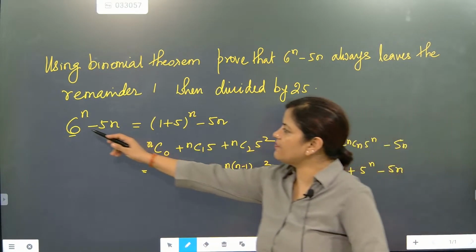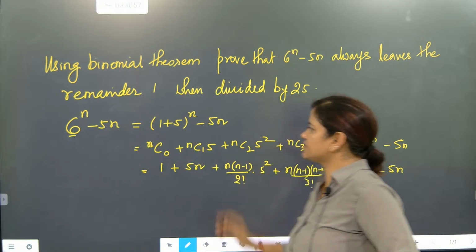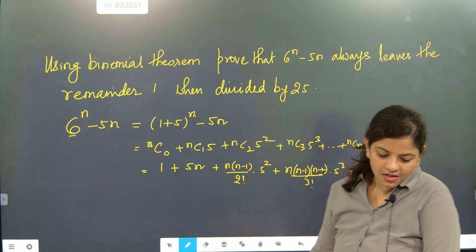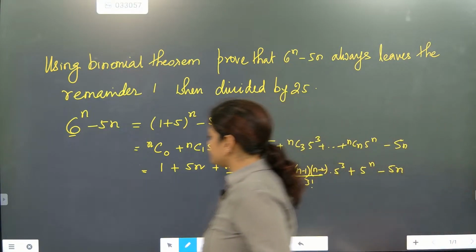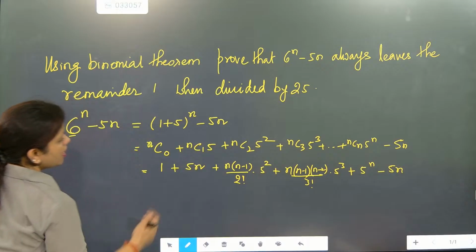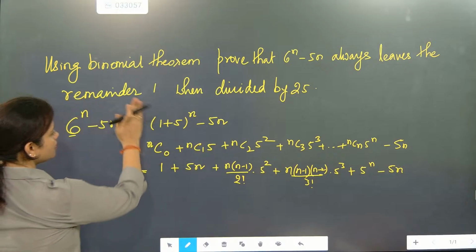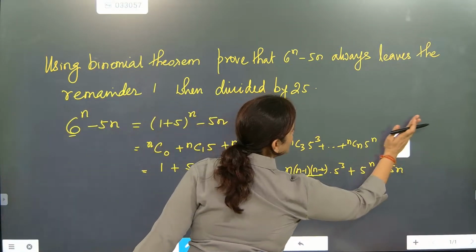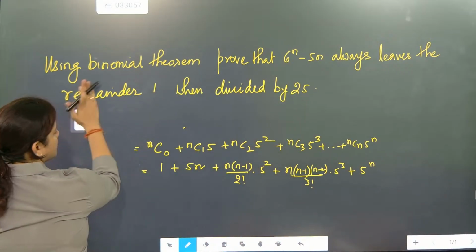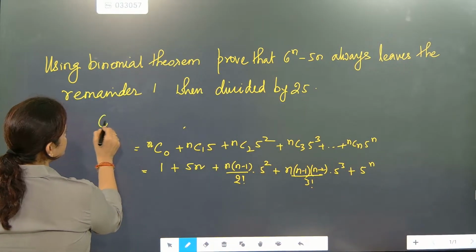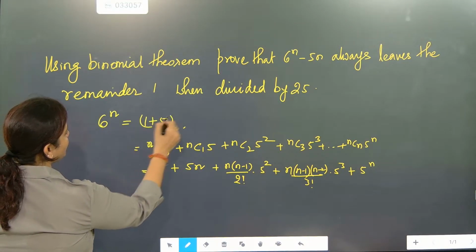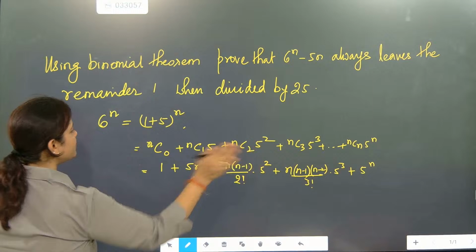So 6 to the power n we have expanded like this. Now what in all can we cancel here, beta? We will do one thing: we will only solve 6 to the power n minus 5n, I will remove the rest, then it will become easy for you. So I am just expanding 6 to the power n. 6 to the power n is written as (1 plus 5) to the power n. So (1 plus 5) to the power n is coming.